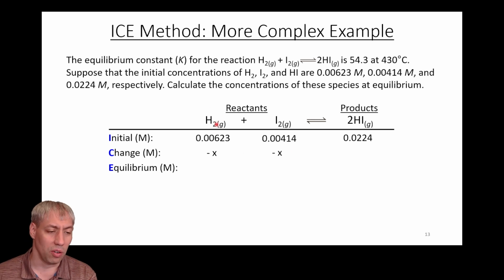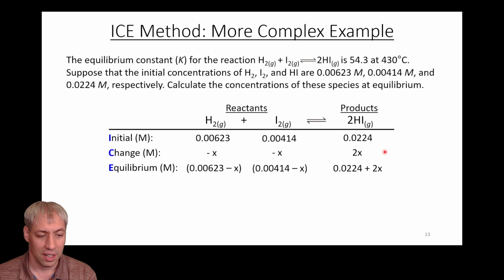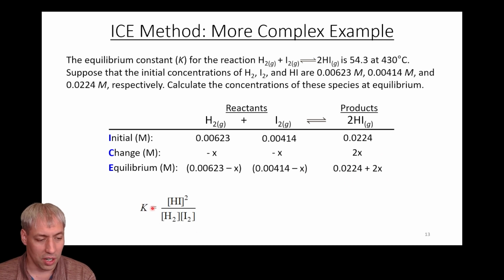Why? Because every one of these has to react with one of these. This can't change differently than this. Both of these have to change the same. But this product has to increase by 2x. Why? Because for every one of these, you're generating two of these. And so this is why minus x, 2x is our change. And then we know at equilibrium we get this. And so we have our equilibrium equation.